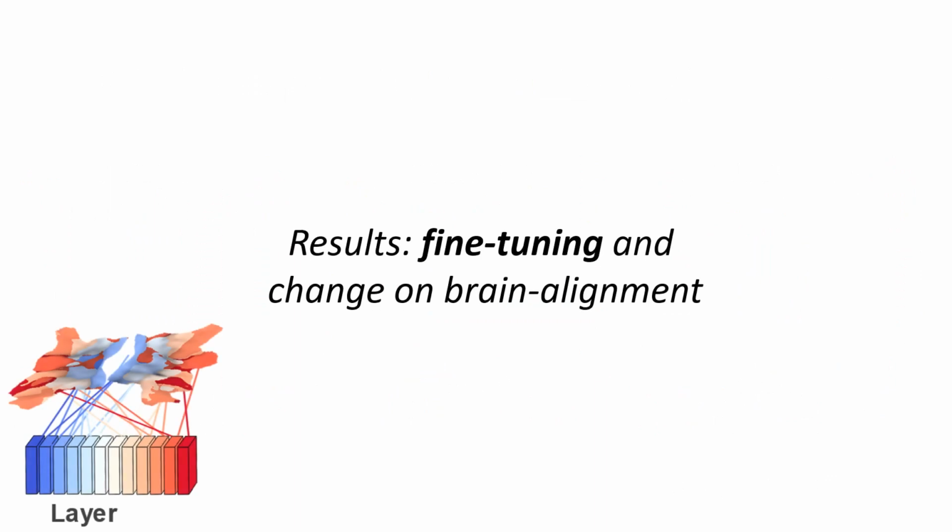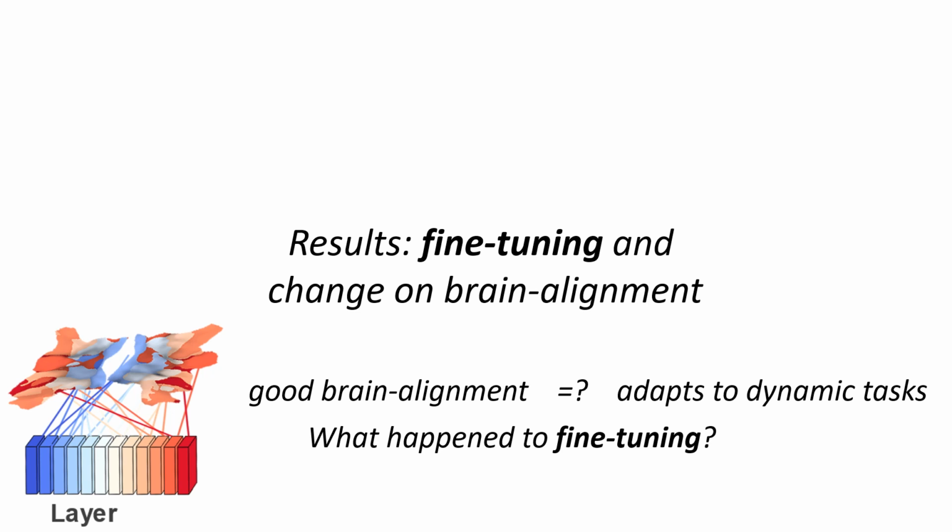Next, we look into fine-tuning. How does fine-tuning change the layers? Our hypothesis is that the hierarchical organization of the brain is a template for adaptation and generalization, and a computer model that aligns with the brain should also be able to adapt to dynamic tasks better.